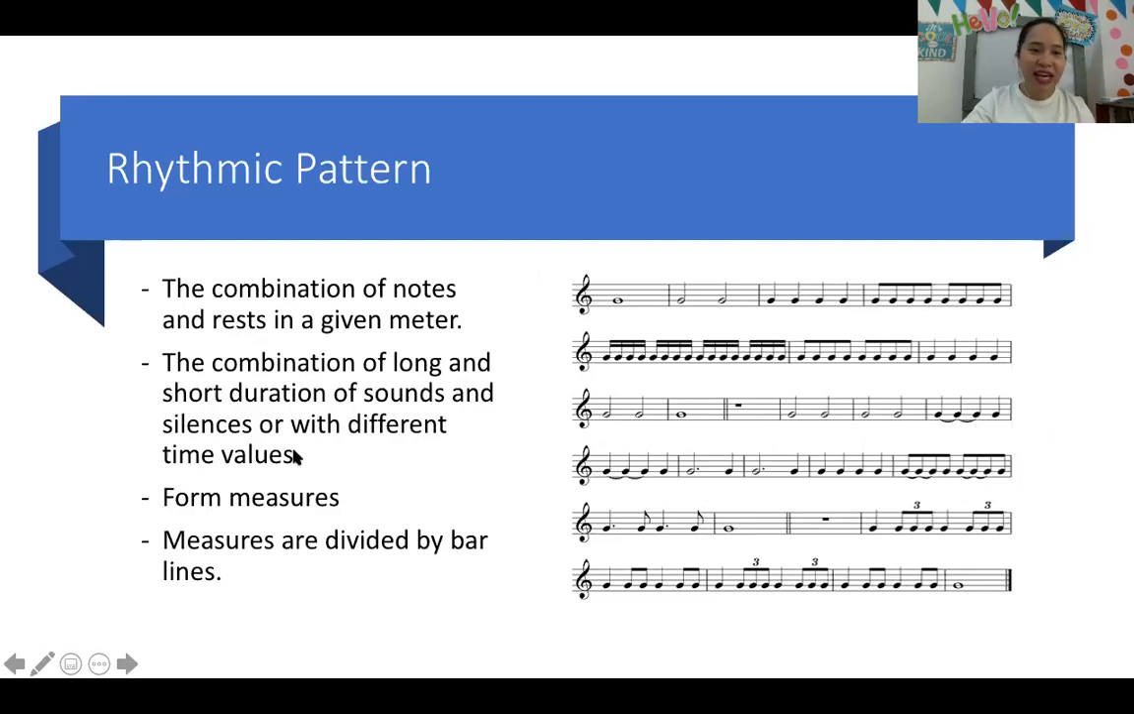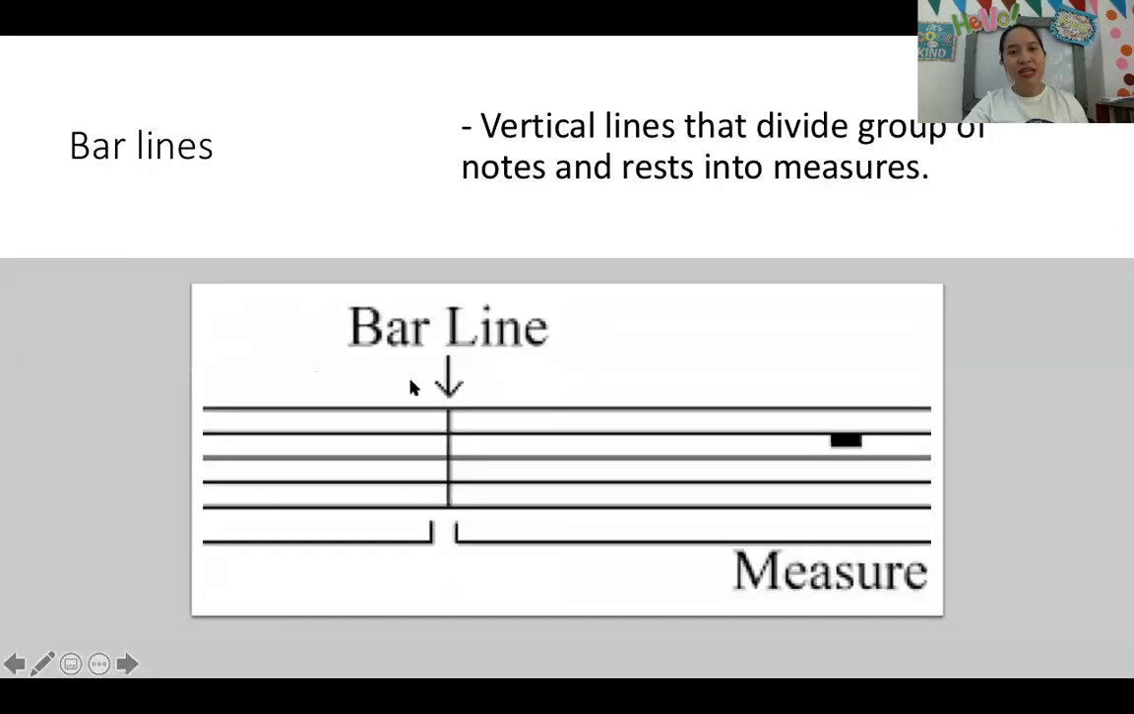Di ba? Okay. So, rhythmic pattern form measures. And measures are divided by bar lines. So, let's find out ano yung bar line. Okay. So, muna si bar line. Okay, kana siya nga line. Ang vertical line, that divide group of notes and rest into measures. Okay? So, kada bar line, kada duha ka bar line nga kay ana, kada ana sa bar line, measure na ana in between. Okay? I hope you follow.